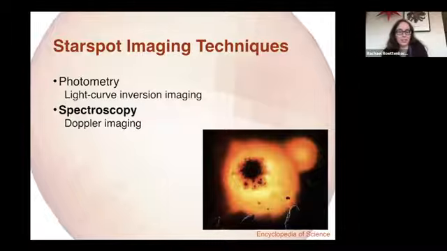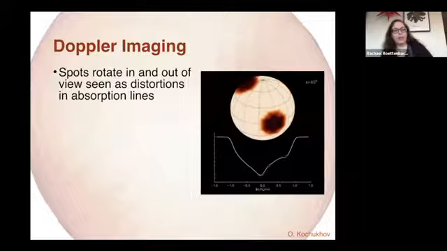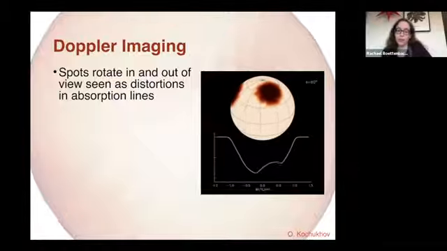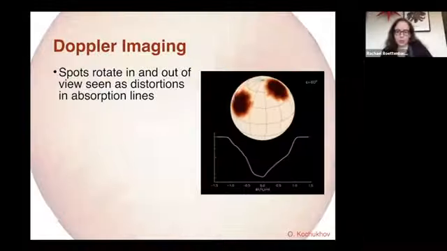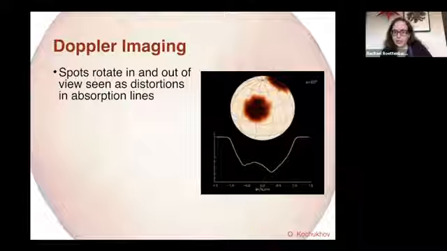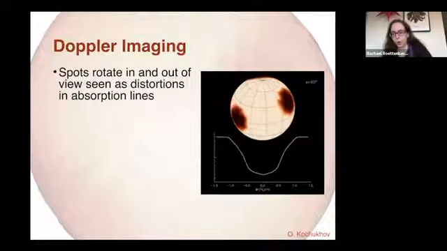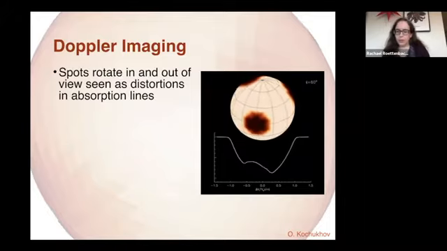So another technique that I use is Doppler imaging. This makes an image from watching the spots rotate in and out of view and how they affect the absorption line. So in this little video here, you can see the spots are rotating and you can see the bump going through the absorption line is rotating with the spot.